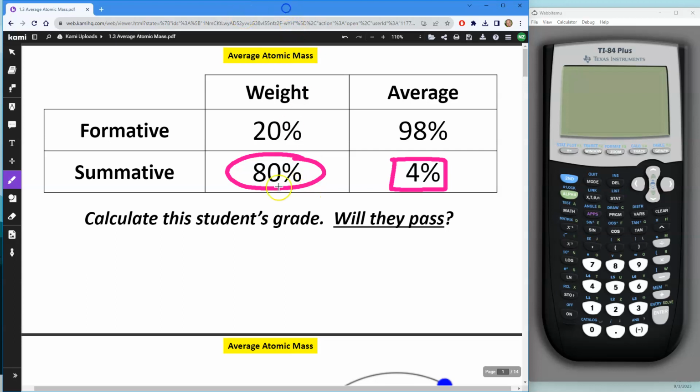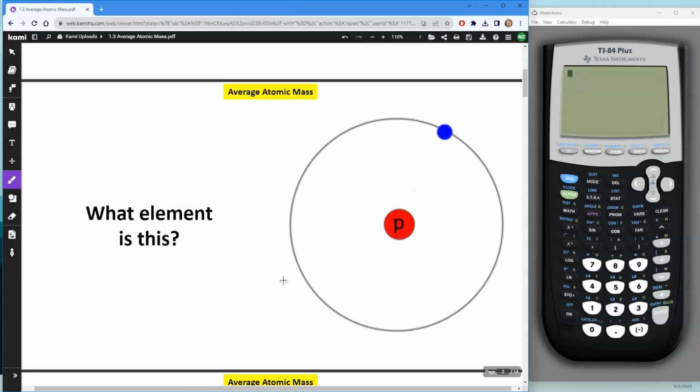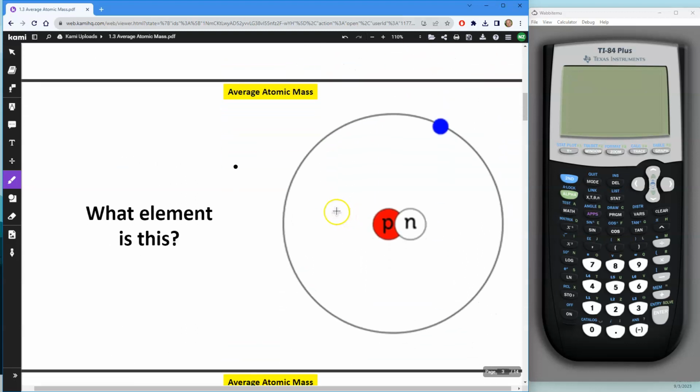We'll come back to this concept of weights in just a second. So let's take a look at this atom. What element is it? Well, it's got one proton, one electron. Anything with one proton is hydrogen. So this is hydrogen. What about this element? One proton, one neutron, one electron. It still only has one proton, so this is also hydrogen.